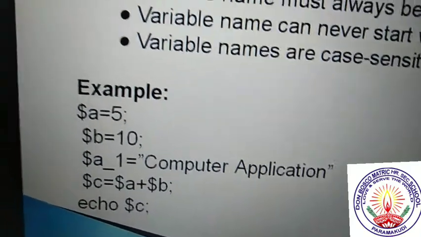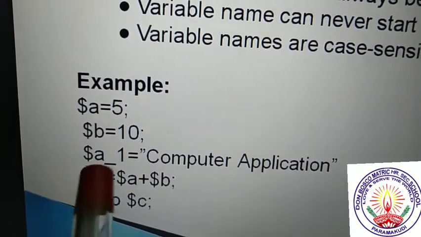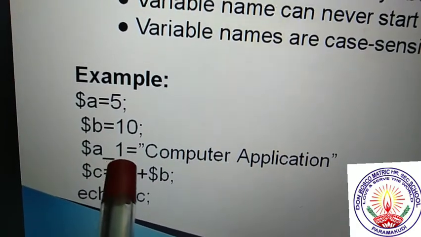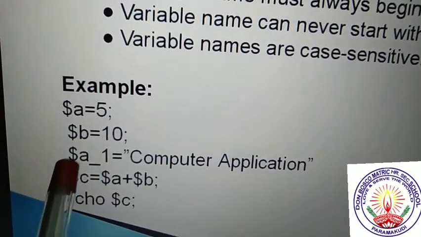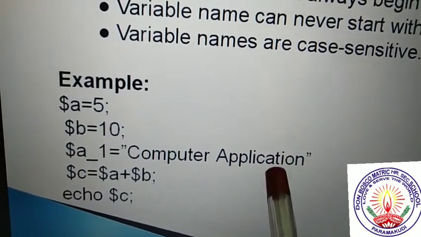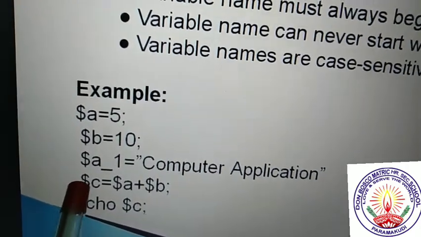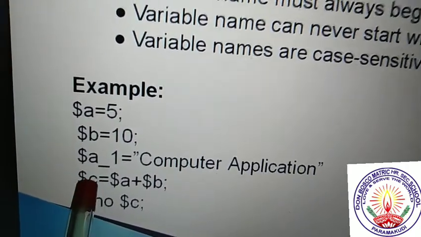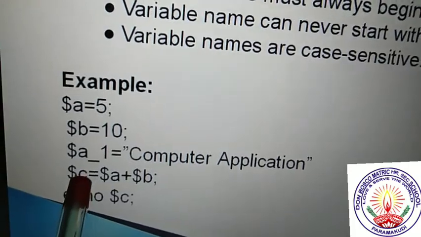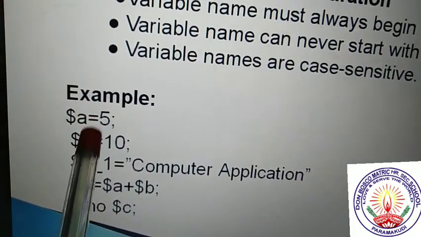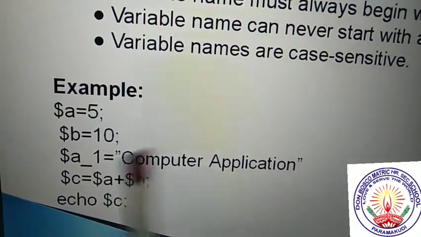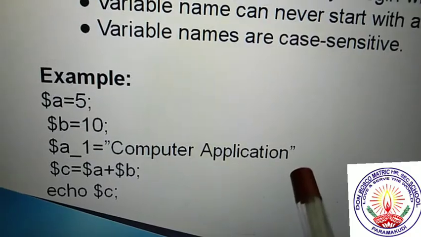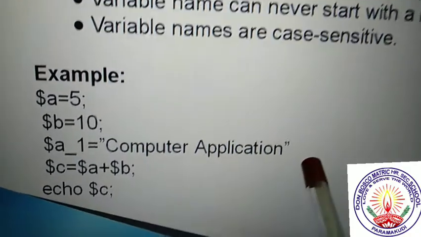Here, $A_1. This is also one of the variables. In this variable we store a value like computer application. And C is also another variable, which calculates A and B. So here A_1 is another variable declaration. Here the semicolon is missing, so please put a semicolon.